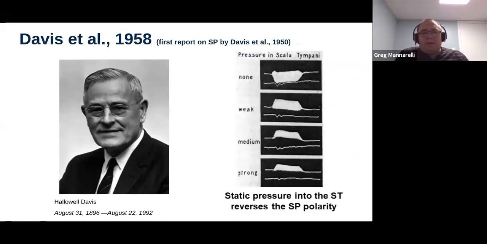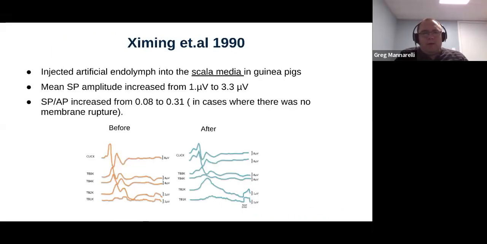Recording of these responses goes way back to the 1950s. This is Dr. Hallowell Davis, one of the founders of modern electrophysiology. He was doing studies in guinea pigs, inserting pipettes into the scala tympani of chinchillas and recording the electrocochleography changes as he applied different pressures to the scala tympani. So we've known for many, many years that pressure changes in the inner ear affect the ECOG response.